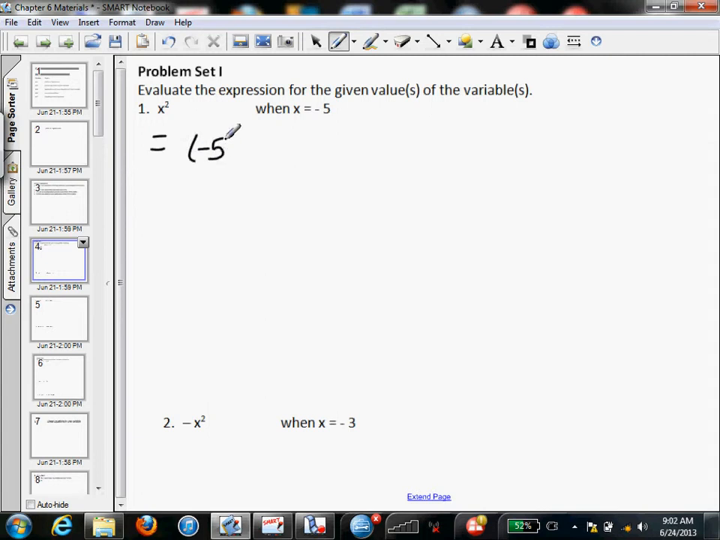So I like to write it in parentheses first, squared. So what that really means is -5 squared. It's just -5 times -5. So for this, a negative times a negative gives you a positive. So 5 times 5 is a positive 25.